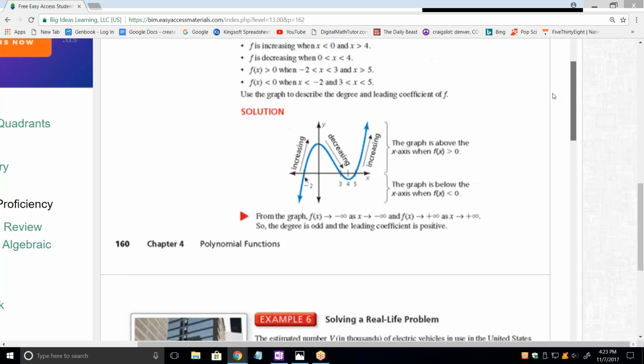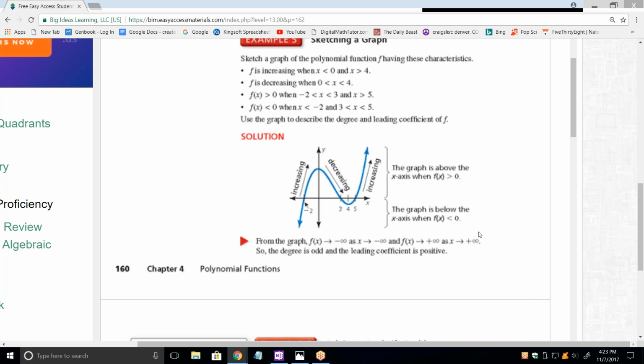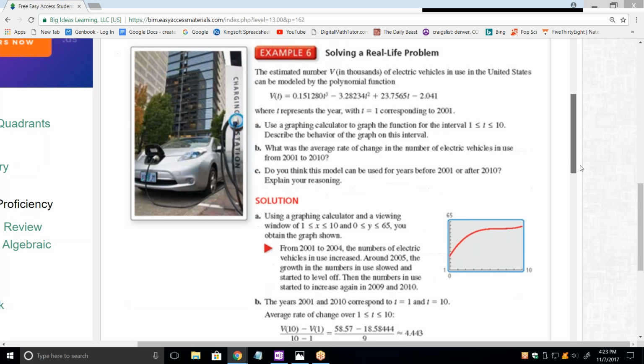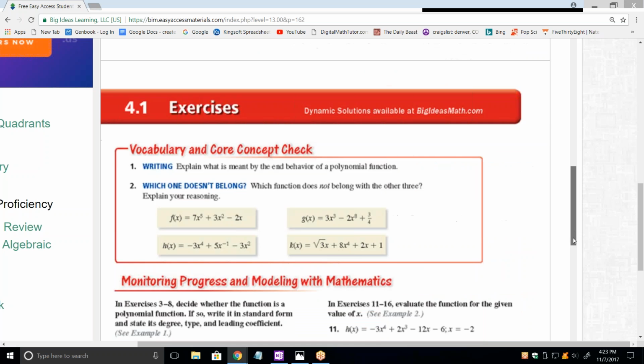Hold on. There we go. Maybe. Sketch and graph. No. Use the graph to describe the degree and leading coefficient of F. Okay, let's see. Graph. So the degree is odd and the leading coefficient is positive. Maybe that's what they want. They just want a positive or a negative. I'll bet that's what they want.